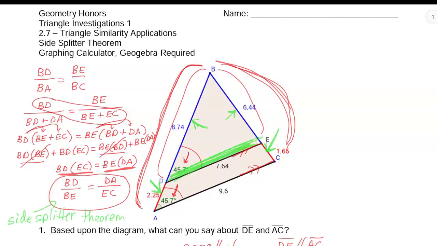The side splitter theorem works because the line is parallel. The line parallel to the third side has split the right side and the left side proportionally. So if you know the side splitter theorem, that can make your calculations easier. Okay, we're going to move to the next page.